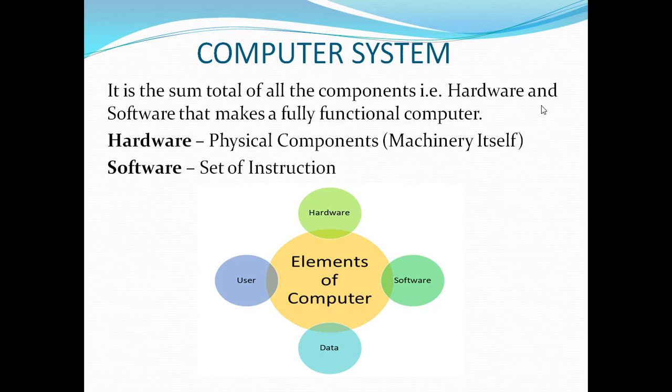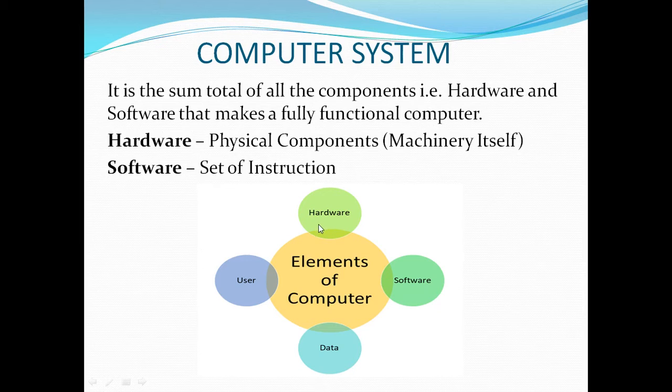So what actually are the elements of a computer? When we say elements of a computer, we already have hardware and software, but we have user and data also. They are also important elements of a computer system. The computer system is incomplete without these four elements.